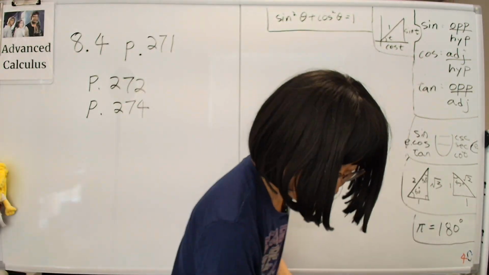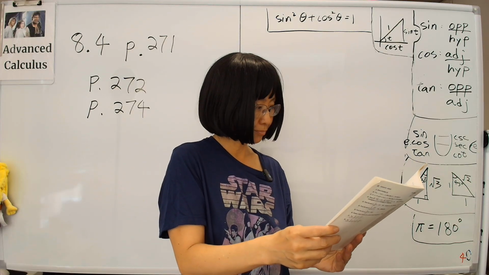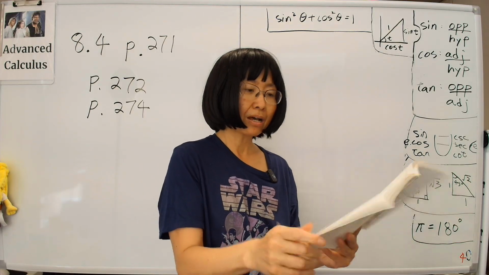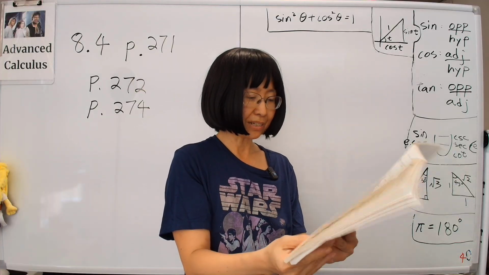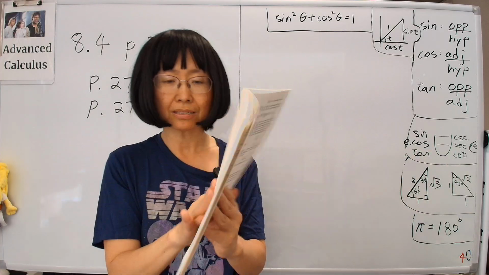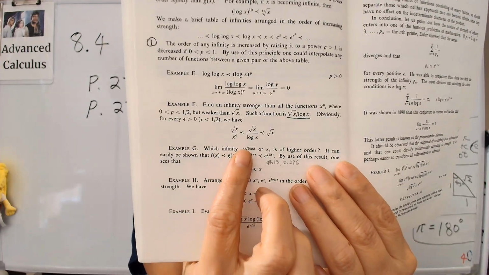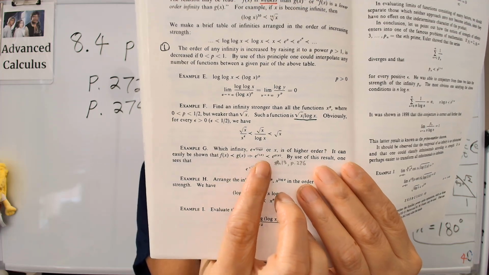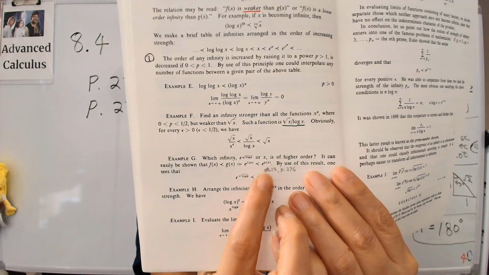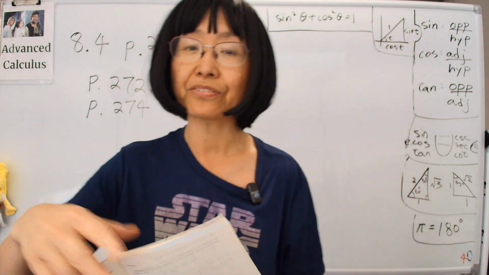Please do that yourself. And then next, example G. So bear in mind this fact in example G, that f is weaker than g implies e to the f is weaker than e to the g. Please make a note of this. This is going to be useful in some of the homework problems.